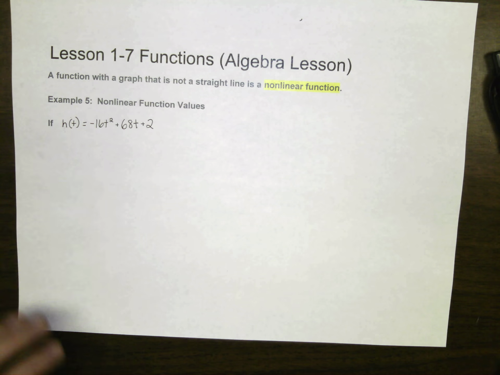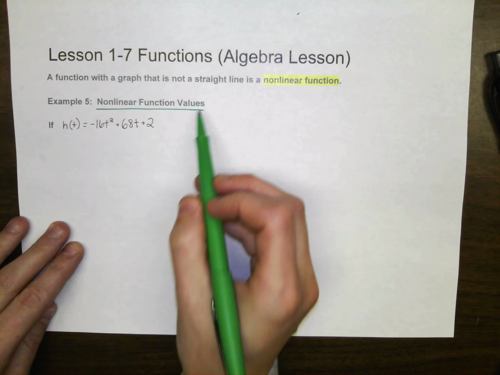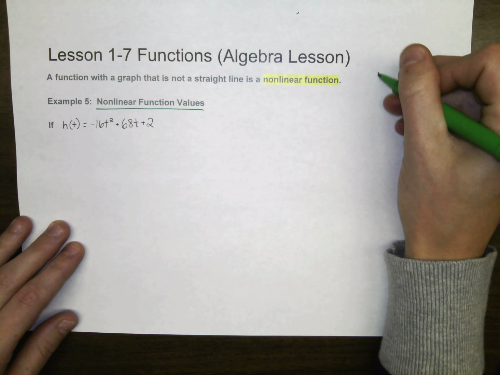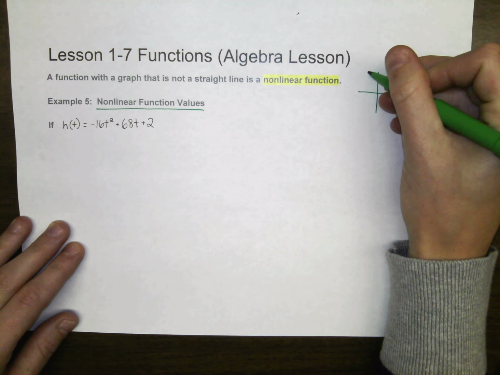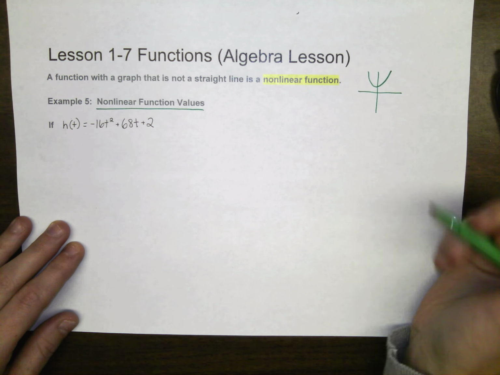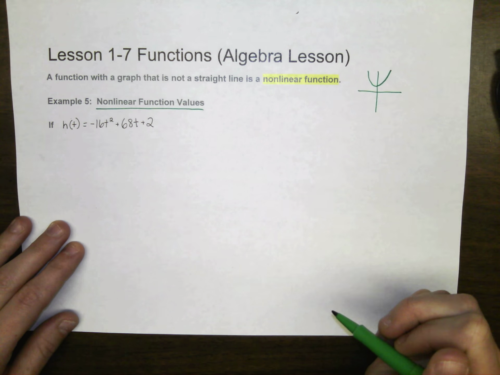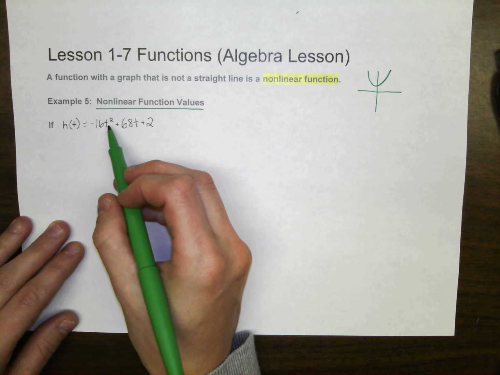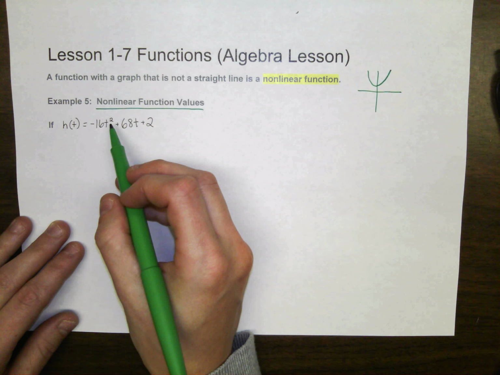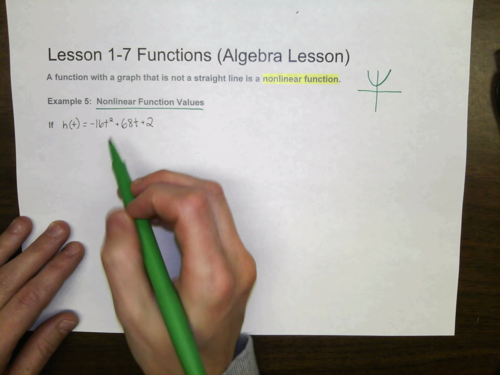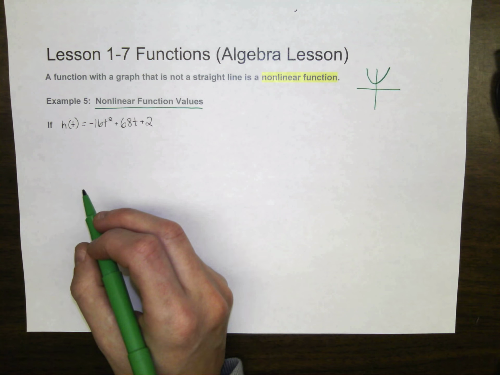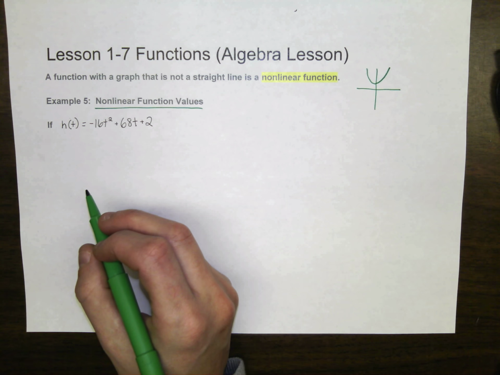And the last example is considered nonlinear functions. So when a graph is not a straight line, it's a nonlinear. For example, the one you saw before, if it's curved at all, that would be a nonlinear function. And the way we get nonlinear functions is when we have variables that are squared or cubed or have those exponents. So here's an example of one we're going to try.